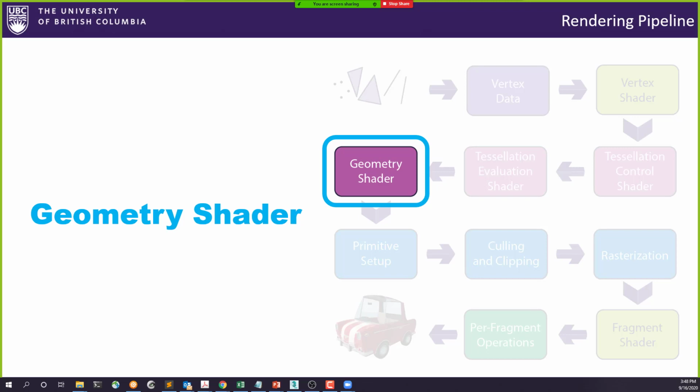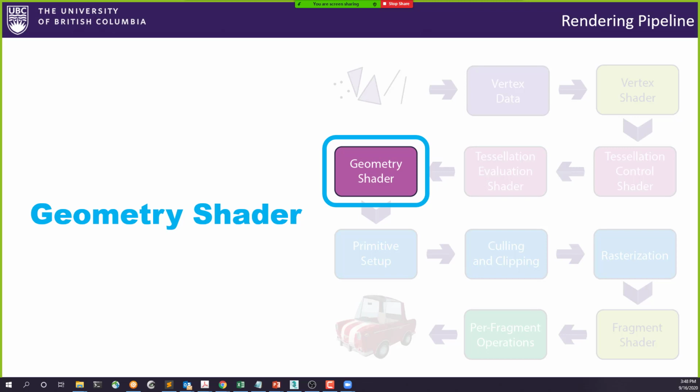I'm confused about the difference between vertex data and GL position. Vertex data is the information that we send to the vertex shader. GL position is the output of the vertex shader. So the vertex data is the input for the vertex shader, and GL position is the output from the vertex shader.